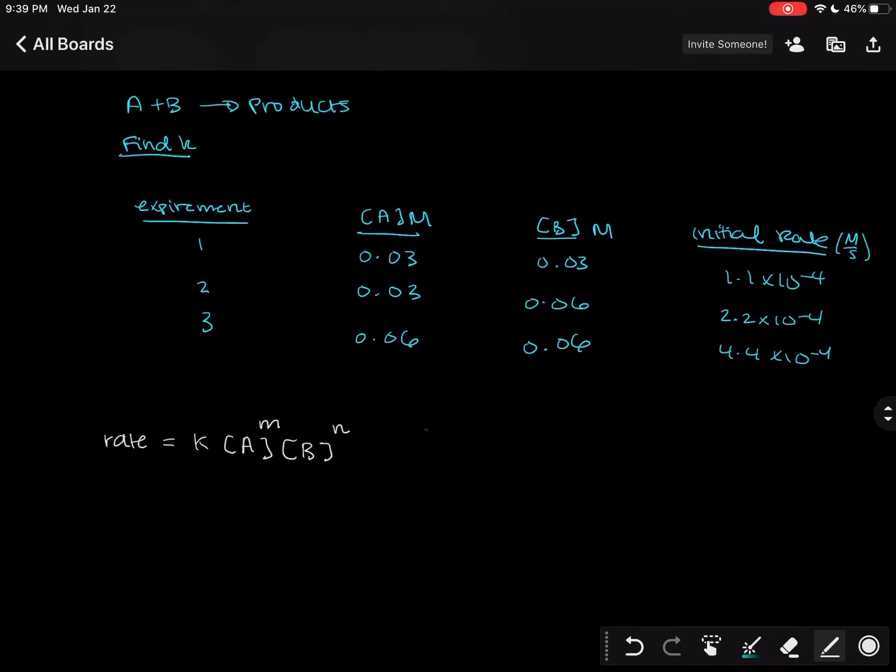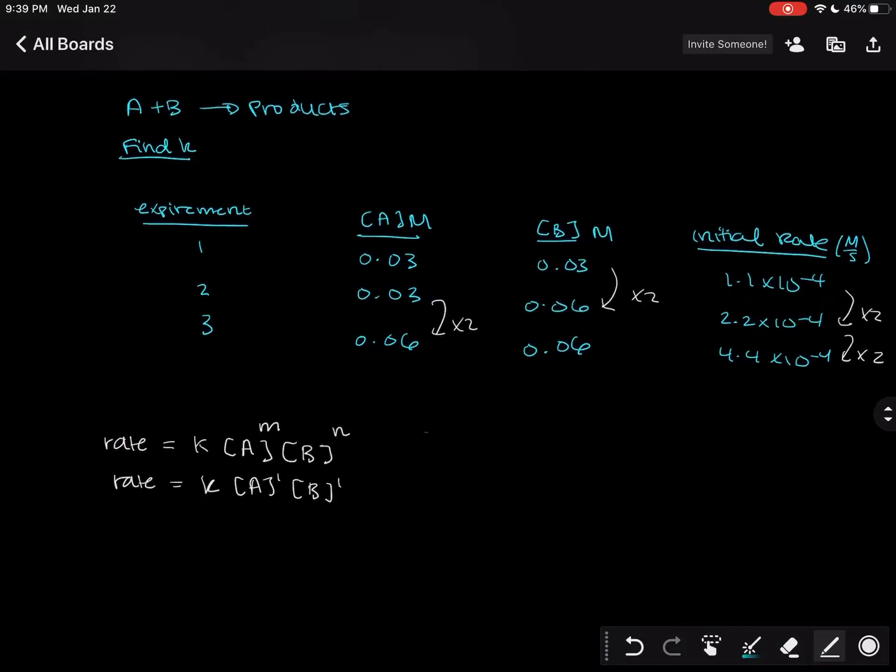So I'm just going to look and see here that when we hold A constant and double B, this doubles. So therefore, B is first order. And then when we hold B constant and we double A, it doubles also. So that's also first order. Okay, so we have our rate expression. And so now all we have to do is just plug and chug.